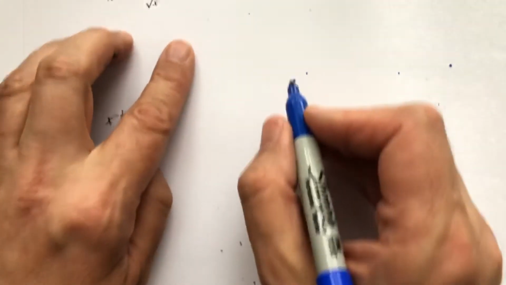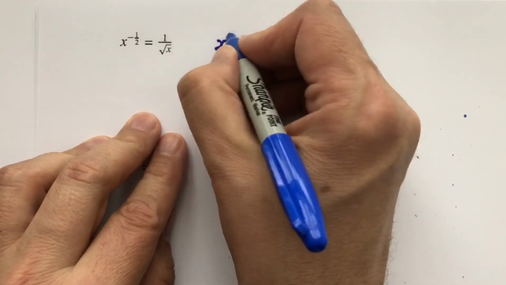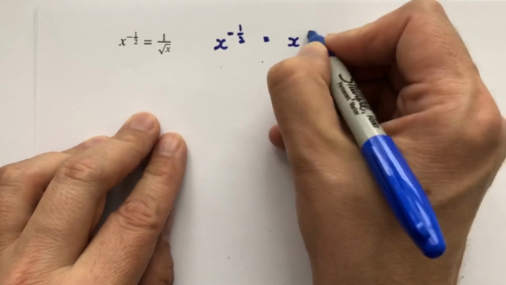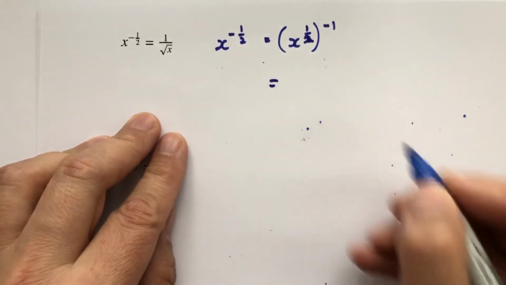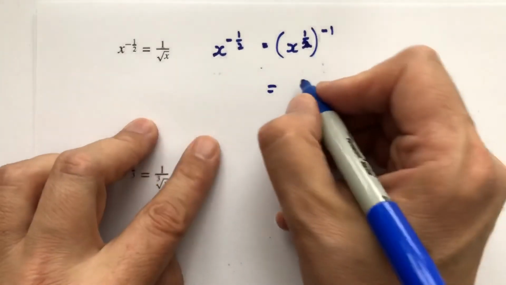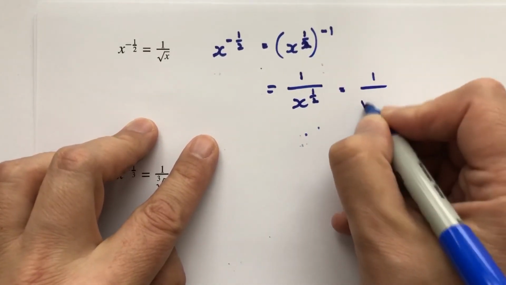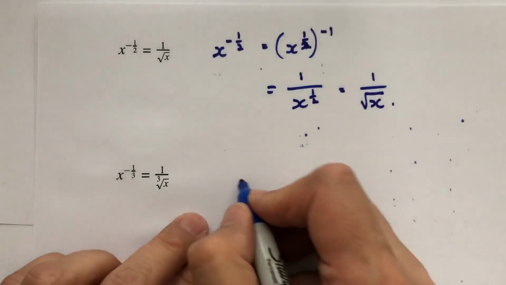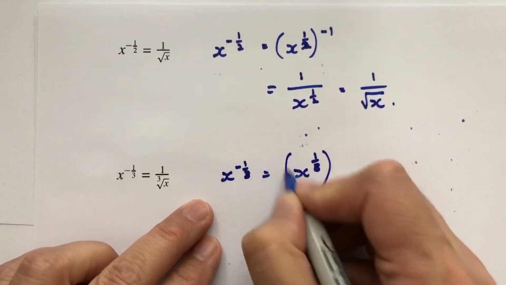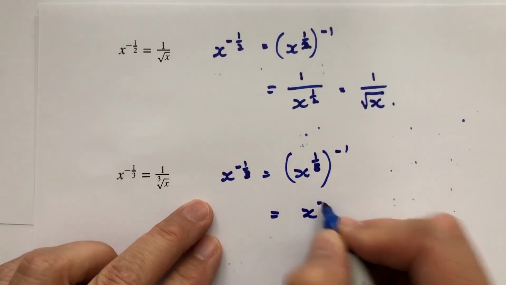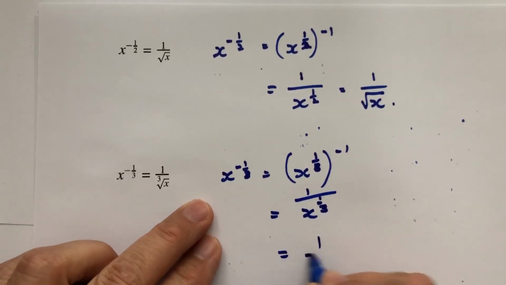So here we could look at this as x to the power of negative a half is x to the power of a half to the power of negative 1. So this is 1 over x to the power of a half, which is 1 over root x. This is x to the power of negative a third, so doing the same thing, x to the power of a third to the power of negative 1. So it's 1 over x to the power of a third. So it's 1 over the cube root of x.